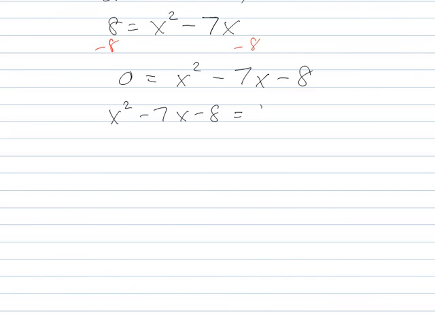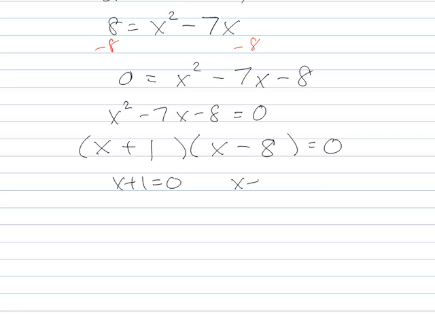All right, so how do we solve a quadratic equation? Well, we hope that we can do it by factoring. So I've got x, one of these is a plus, one of these is a minus. Got a minus 8 plus 1. So x is negative 1 or x is 8.